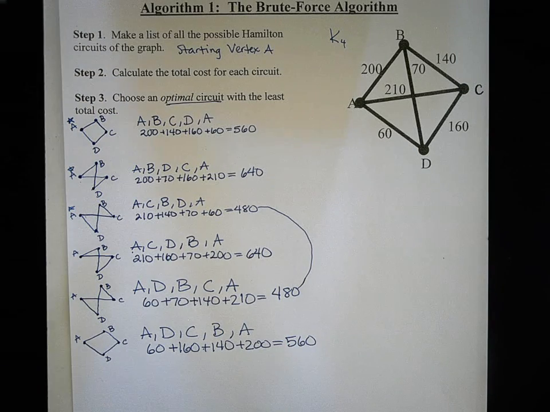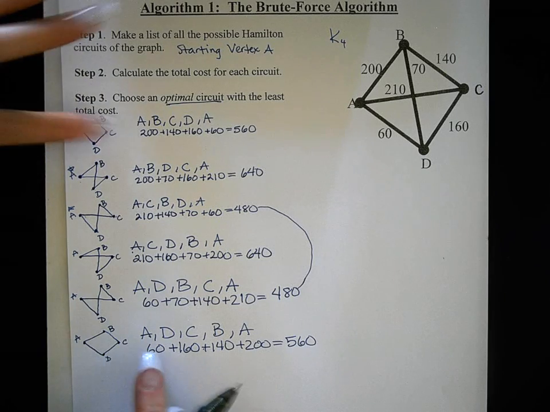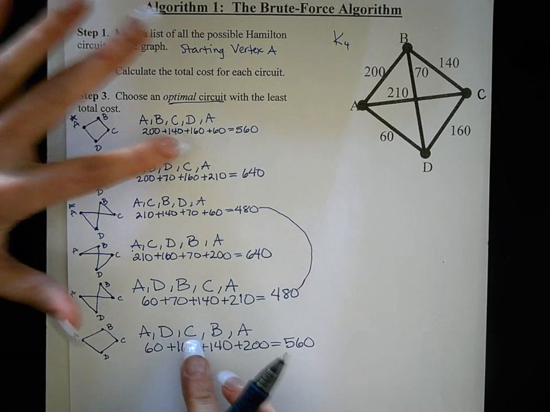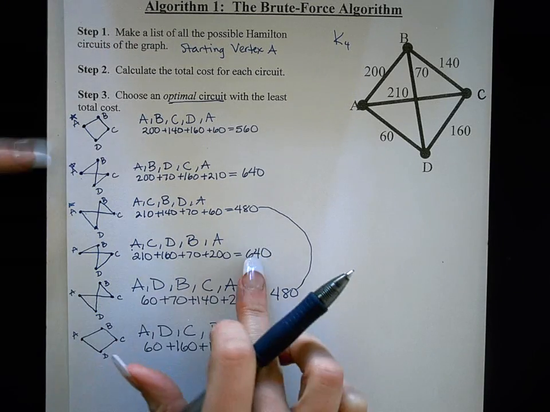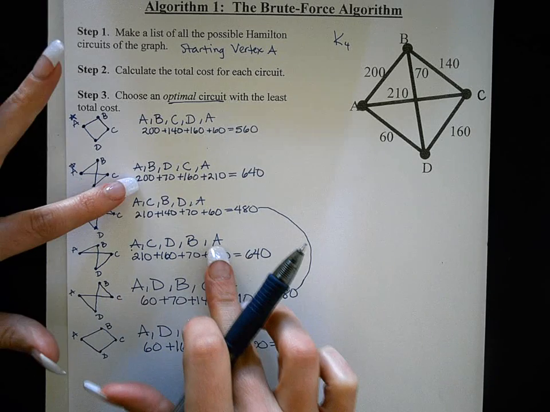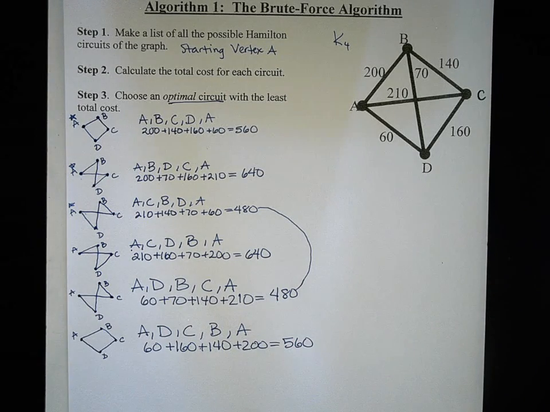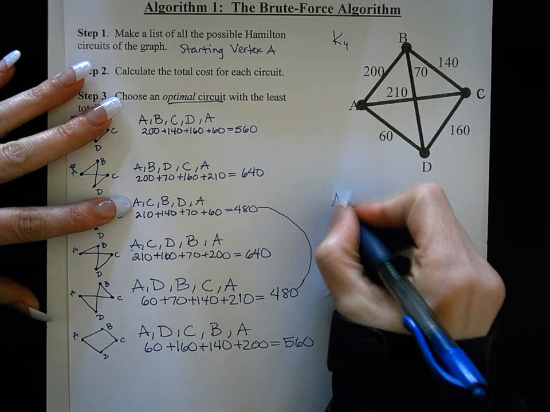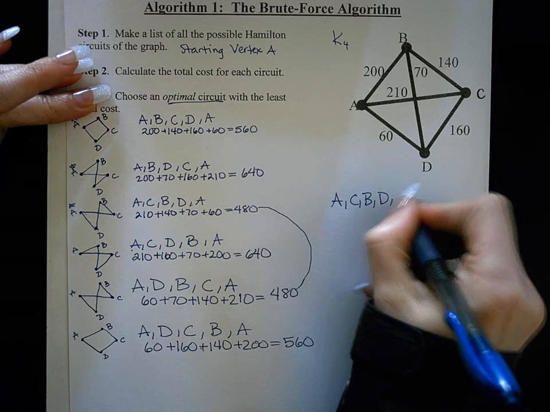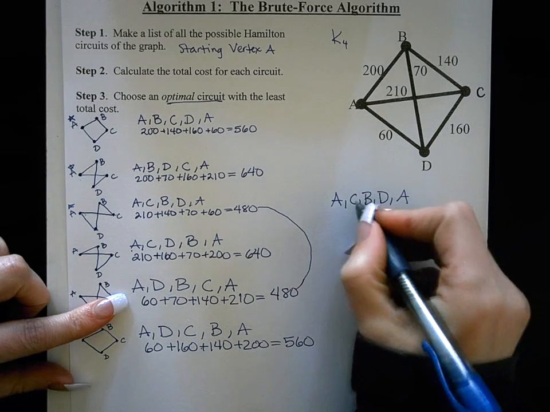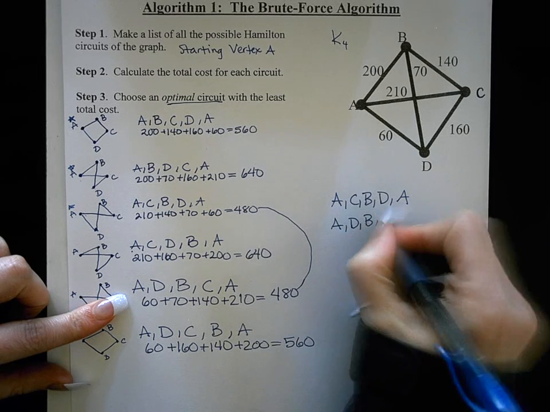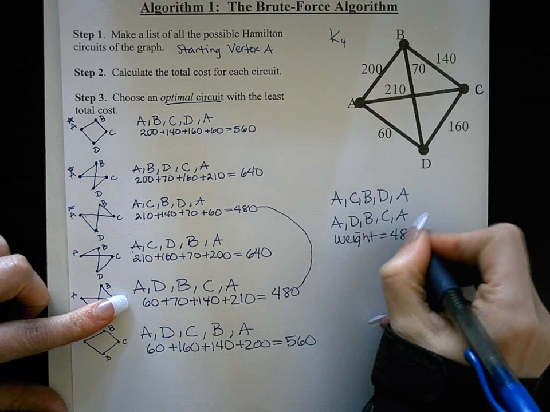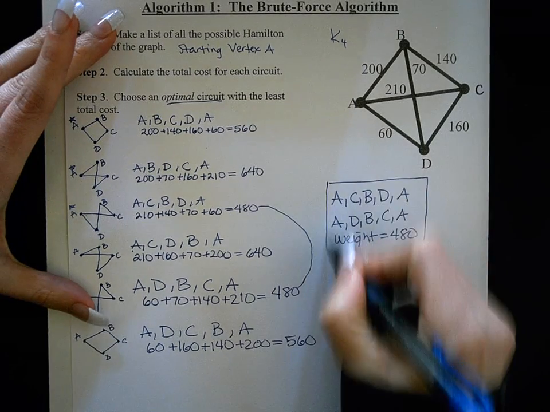And if you see, we've also found a couple other mirror images. This one, the first one, and the last one. If you look at the pictures, those are mirror images, A, B, C, D, A, and also the ones at 640. The picture is identical, and they are just mirror images of each other. So our optimal one, it's pretty obvious, is right here. I'm going to go ahead and write down the answer, A, C, B, D, A, along with the mirror image, A, D, B, C, A, for a weight of 480. That would be the answer using the brute force algorithm.